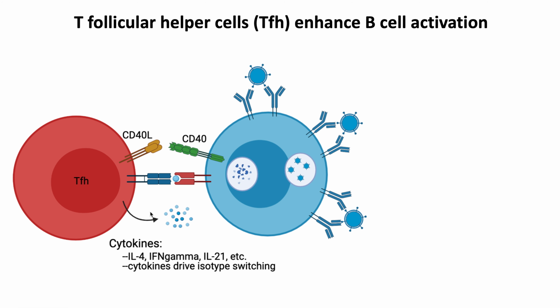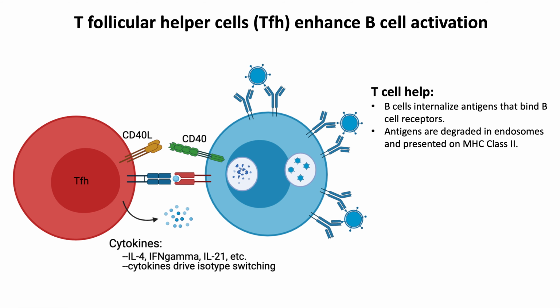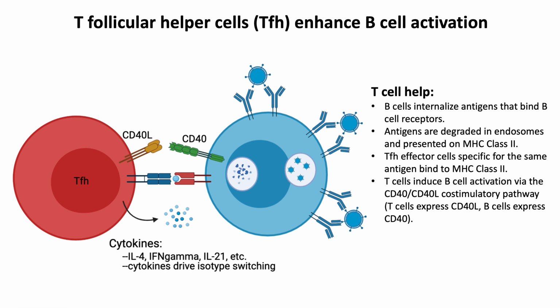The second thing that these T follicular helper cells do is they secrete cytokines. Now, these cytokines differ based on the flavor of the T helper response, but can include things like interleukin-4, interferon gamma, interleukin-21. And these cytokines are important in driving isotype class switching. So T-cell help is mediated when B cells internalize these antigens, present them to T cells on MHC class II, and receive help via the CD40 ligand, CD40 co-stimulatory pathway, and via the production of cytokines.